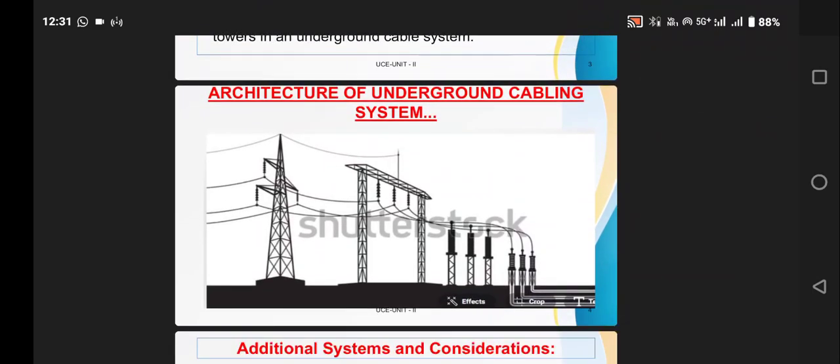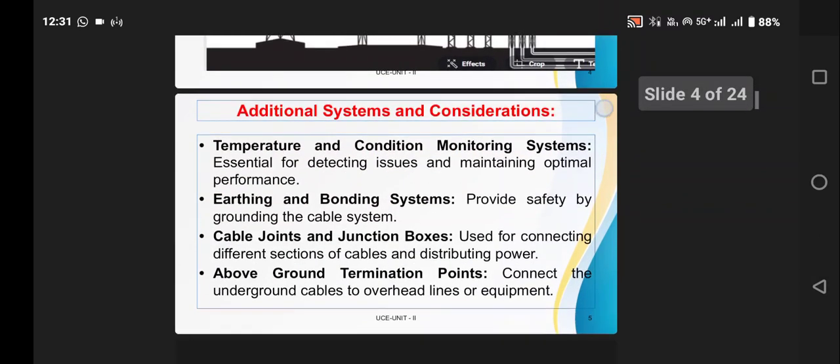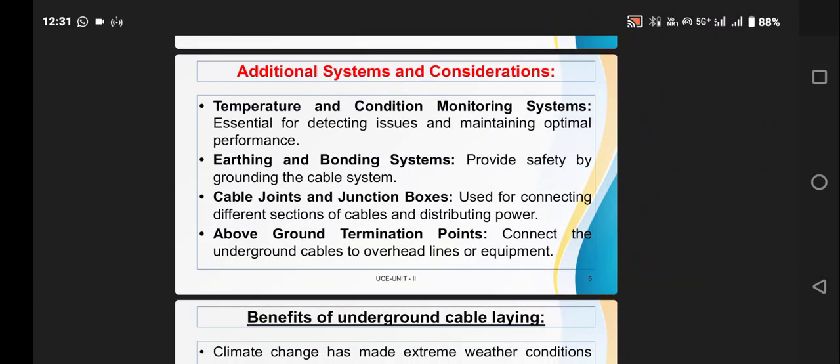This diagram represents the overhead as well as the underground cabling system. Additional systems and considerations: temperature and condition monitoring systems are essential for detecting issues and maintaining optimal performance. Second one, earthing and bonding system, which provides safety by grounding the cable system. Third point is cable joints and junction boxes, which are used for connecting different sections of cables and distributing power. Above ground termination points, which connect the underground cables to overhead lines or equipment.